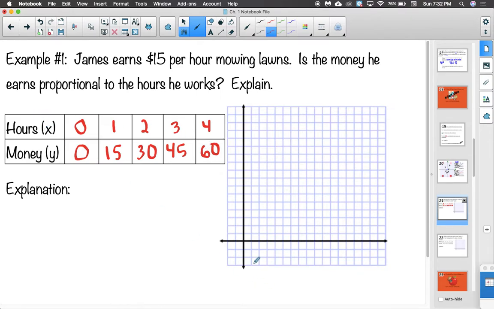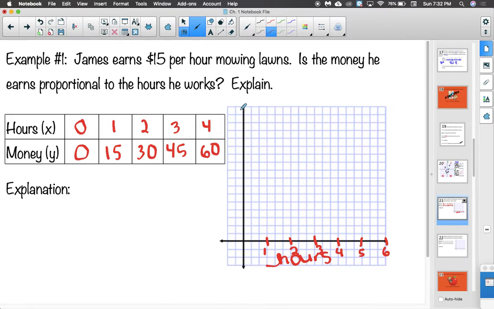So our x numbers are going to be plotted across the x-axis, and these are hours. There's a lot of lines across my x coordinate, so I'm going to skip every 3 and make every third one bold. That'll help me graphing and make my graph a little bit easier to read. So this is going to be 1 hour, 2 hours, 3 hours, 4 hours, 5 hours, and 6 hours.